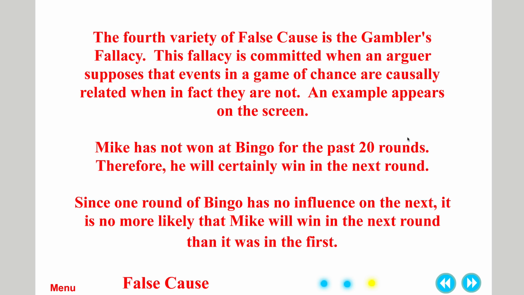Flipping coins, right? And you say, well, it's come up heads. As you know, the chances of heads or tails is 1 out of 2. And you say, it's come up heads several times in a row, we're due to have tails on the next one. No, you're not. The chances are exactly the same the next time, 1 out of 2. The chances don't change. Since one round of bingo has no influence on the next, it is no more likely that Mike will win in the next round than it was in the first. In other words, the chances are the same each time. Okay? But this is a tip.